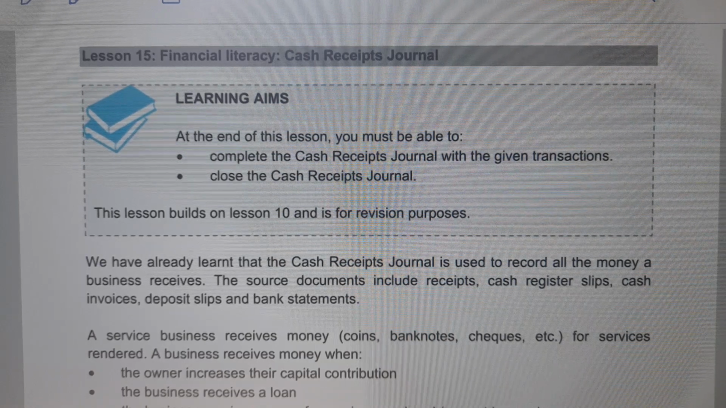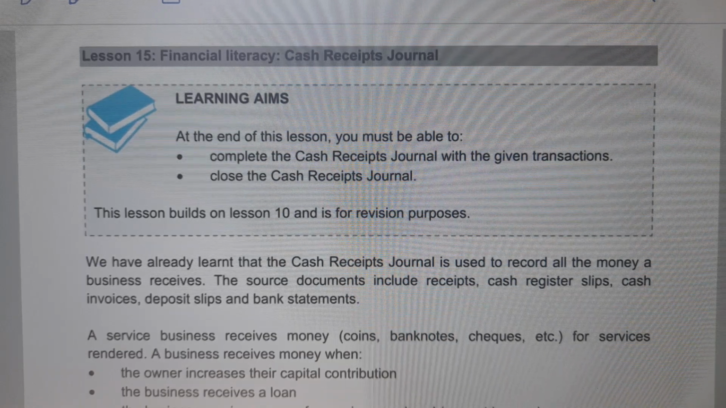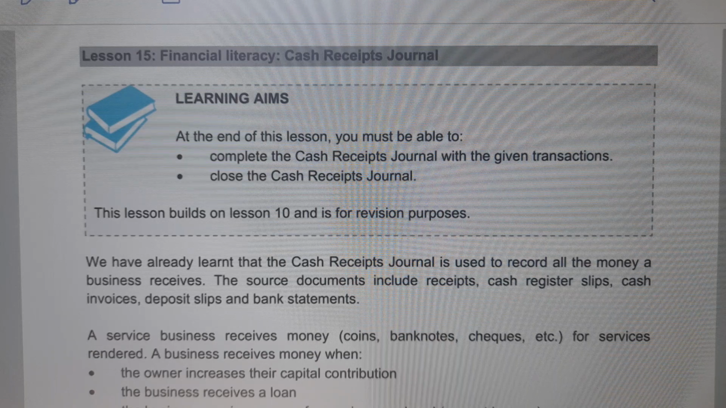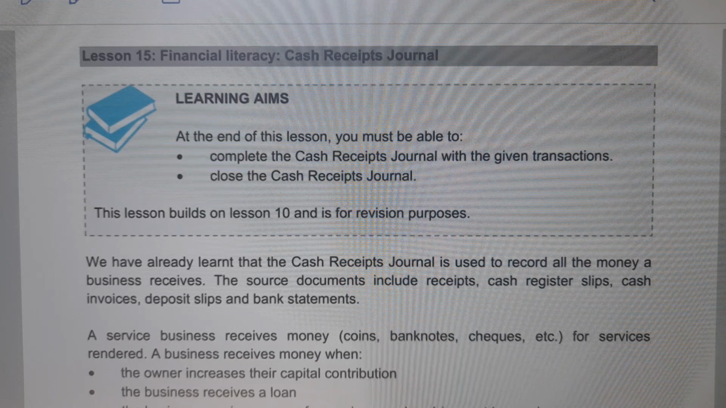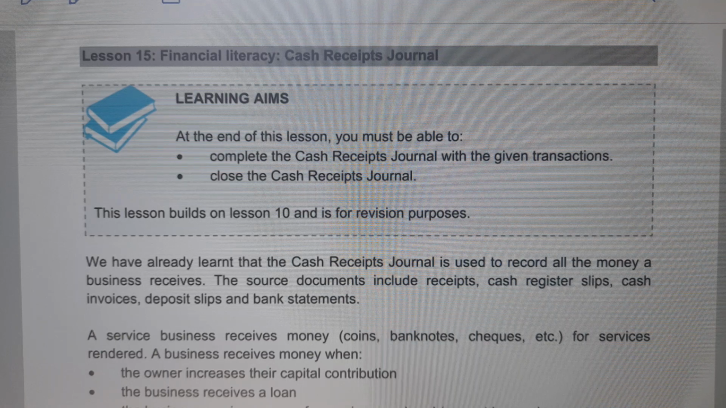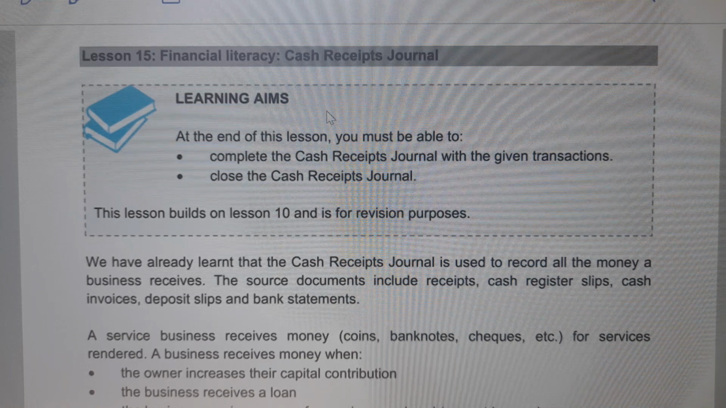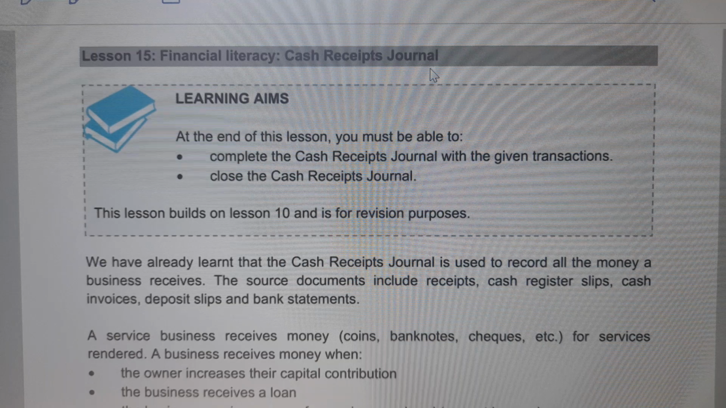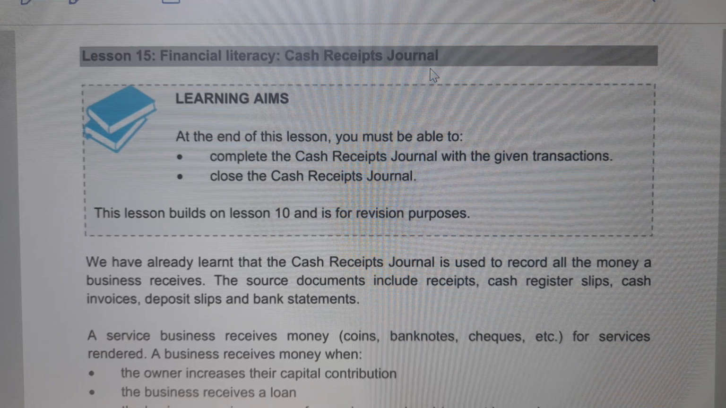We are starting with lesson number 15. In lesson number 14, we covered the revision from last term. And in lesson number 15, we are starting with term 3 work, beginning with the cash receipt journal. Remember, the cash receipt journal is on step number 3 of the accounting cycle, which is the journals.